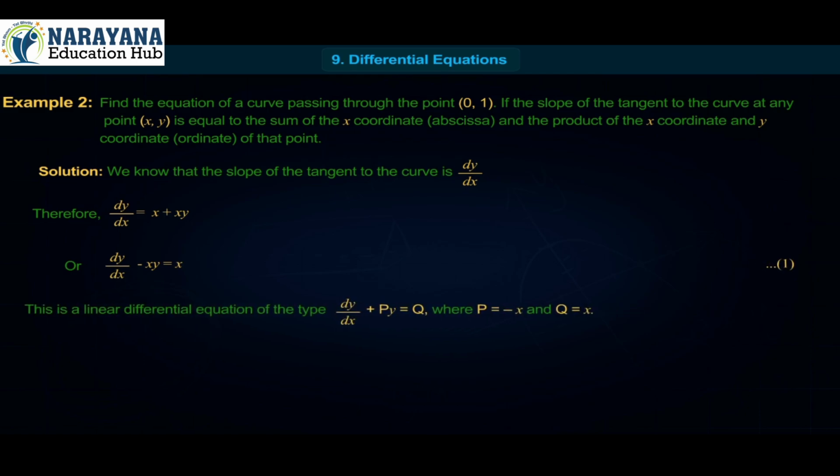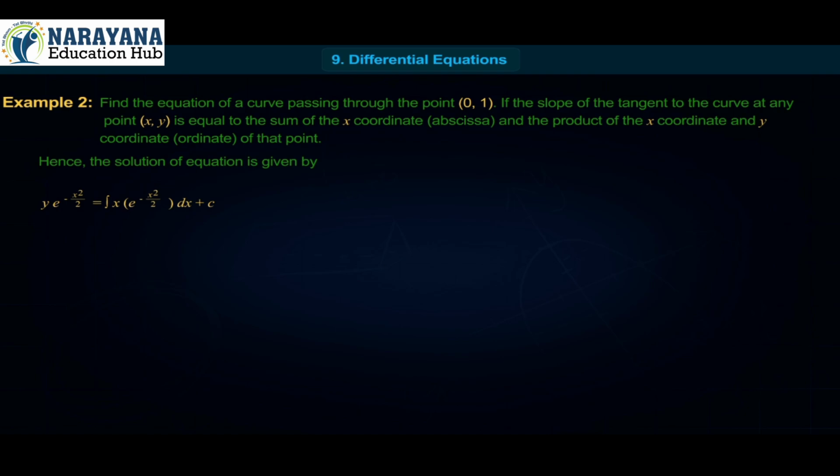Equation 1. This is a linear differential equation of the type dy by dx plus py is equal to q, where p is equal to minus x and q is equal to x. Therefore, integrating factor is equal to e raised to integration of minus x dx, which is e raised to minus x squared by 2. Hence, the solution of the equation is given by y e raised to minus x squared by 2 is equal to integration x into e raised to minus x squared by 2 into dx plus c.